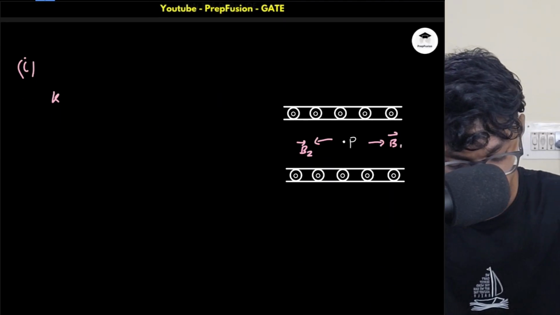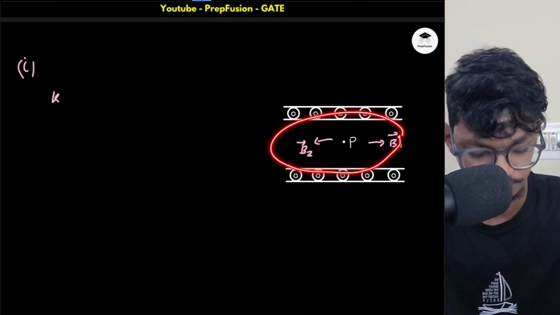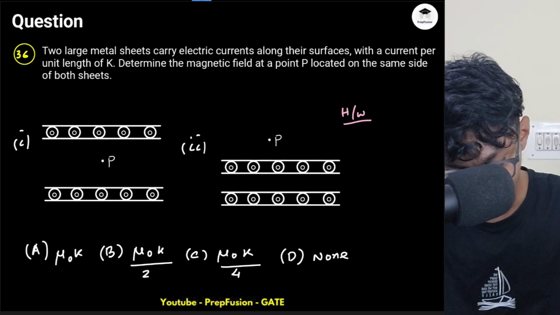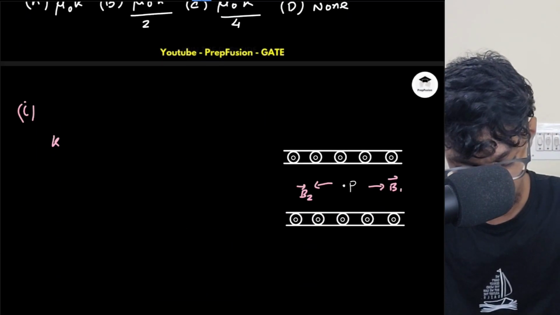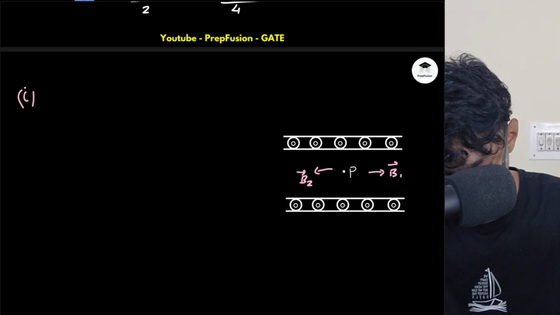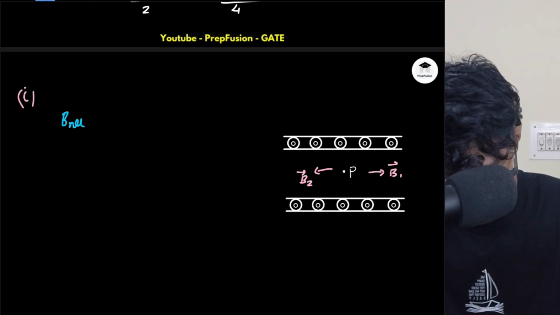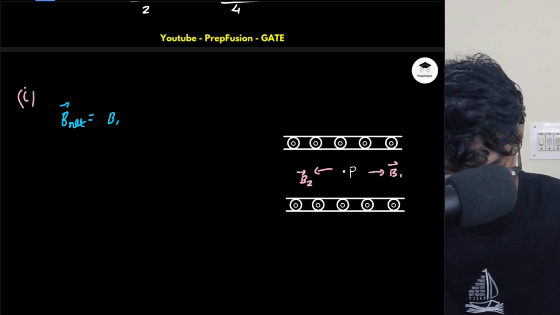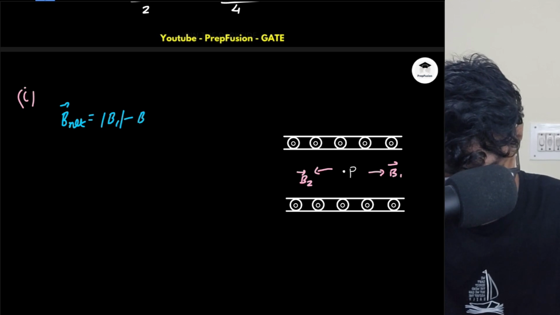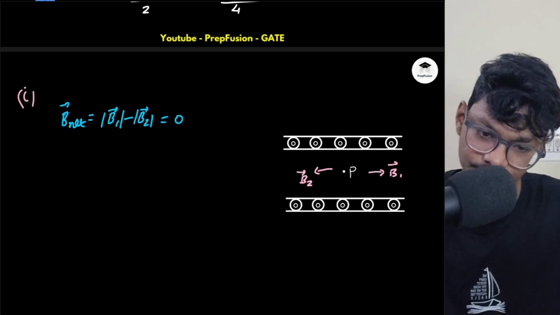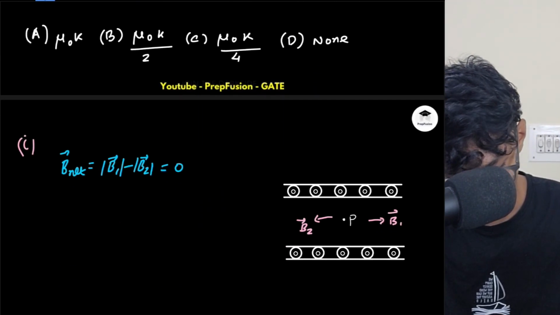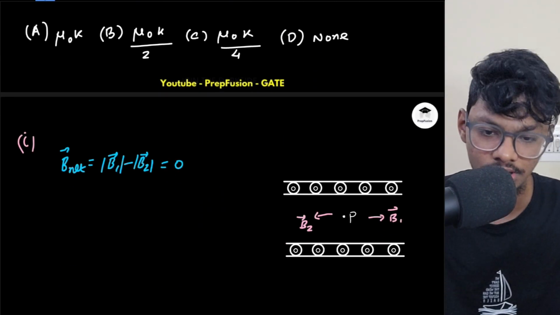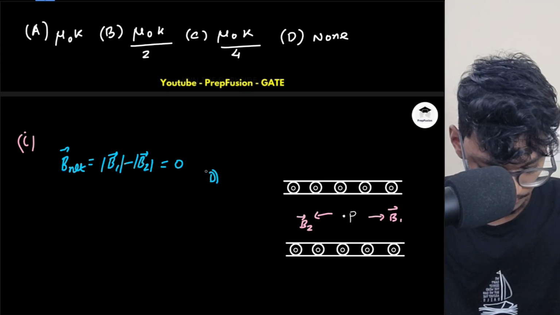So both are in opposite directions. What will be the magnitude? Both of them carry the same current per unit length, or both of them have surface current density K. So the net magnetic field B net will be the magnitude of B1 minus the magnitude of B2, and as the magnitudes of both are the same, it will simply be 0. So for the first one, option D will be the correct one, none of the above.